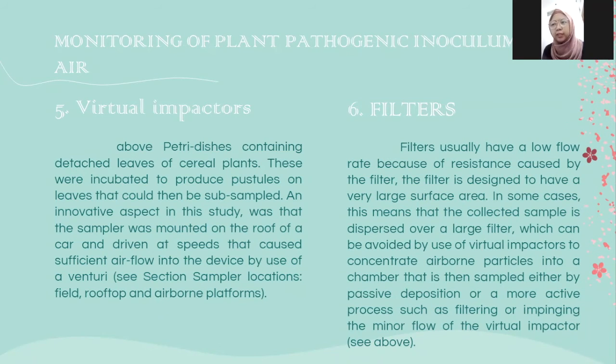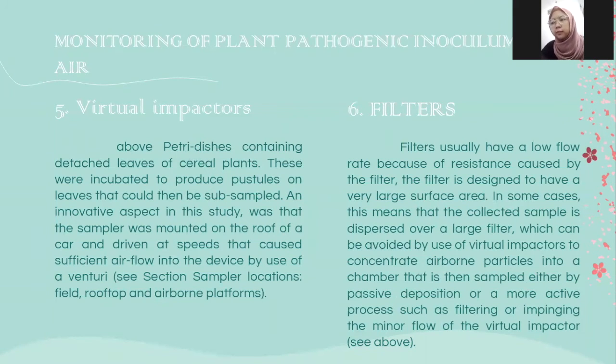Five, virtual impactor. Above are Petri dishes containing the trap leaves of cereal plants. These were incubated to produce pustules on the leaves that could then be subsampled. An innovative aspect in the study was that the sampler was mounted on the roof of a car and driven at speed that caused sufficient airflow into the device by use of a venturi. Sampler locations: field, rooftop, and airborne platforms.